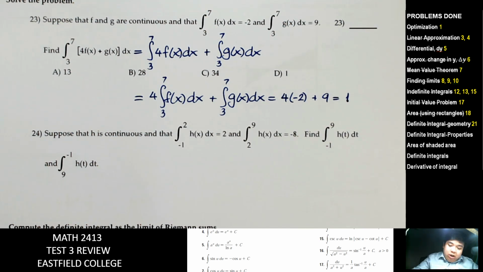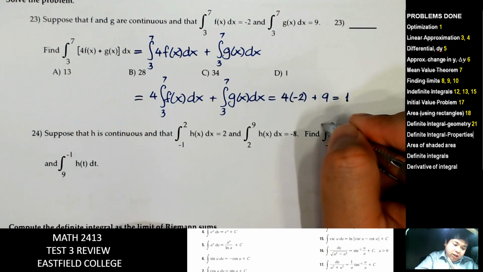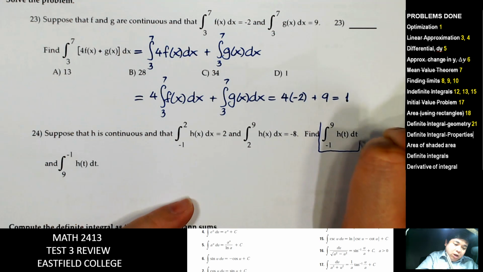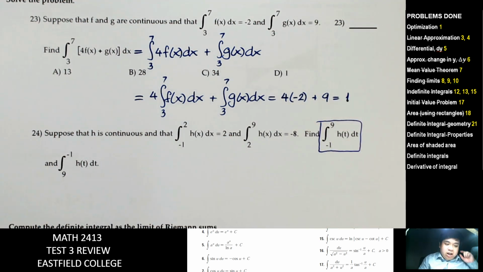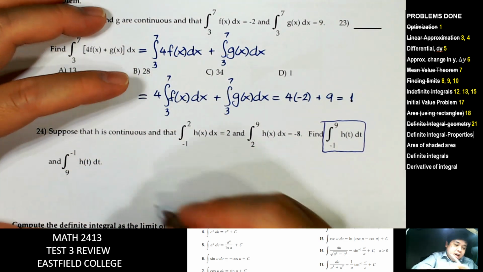Next, the question asks us to find the integral that is from -1 to 9. Once we have that, we just interchange the limit to get the second one. Right. So now we start with that.